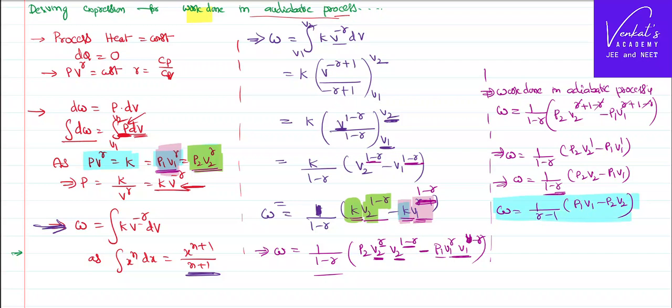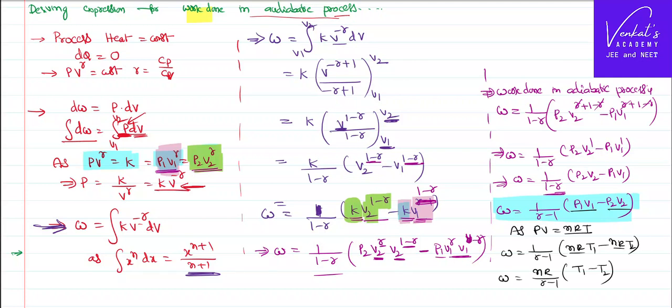Of course, I can write it in another format also. As PV equal to nRT, I can write work done as 1 by (gamma-1). In the place of P1 V1, I can write nR temperature T1. Minus, in the place of P2 V2, I can write nR T2. So work done in an adiabatic process can be expressed in terms of temperature as, taking nR out, nR by (gamma-1) of (T1 minus T2). So you can express it in this format also.